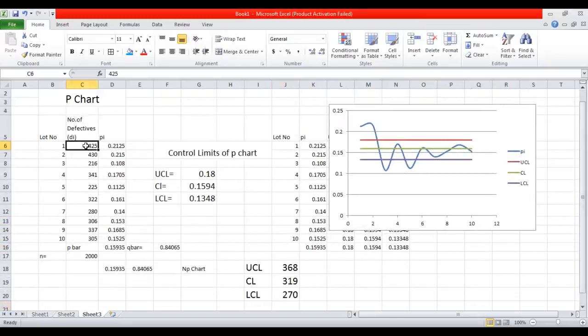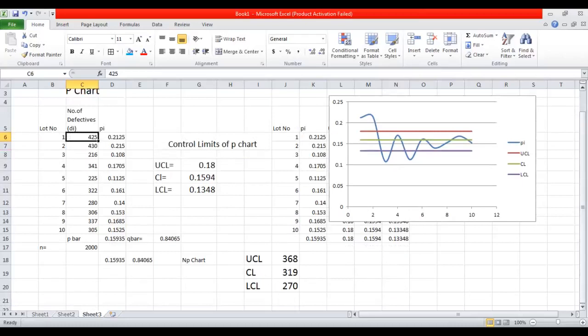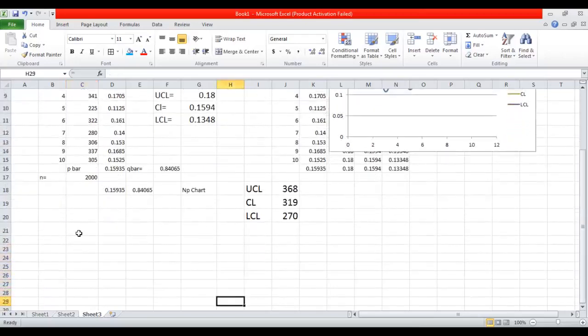Here, D values are given, right? So these D values, I'm going to plot against the NP chart. In this procedure, we can find out the control limits for P chart and NP chart. So we have one more type of chart, that is, control limits for P chart with varying sample size.